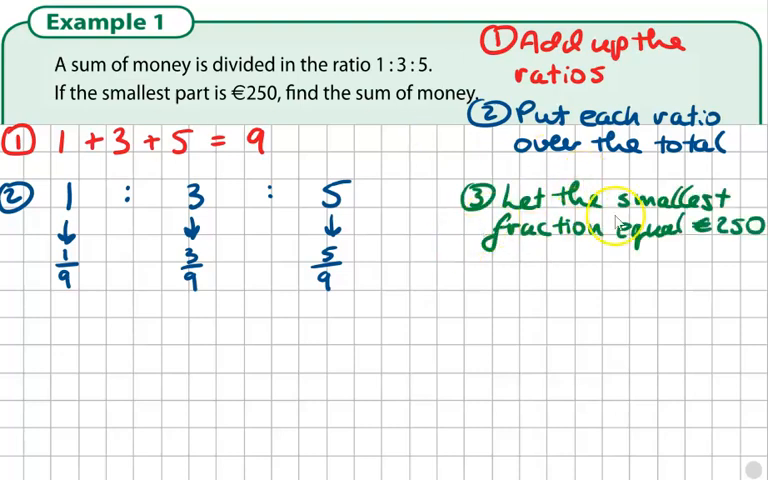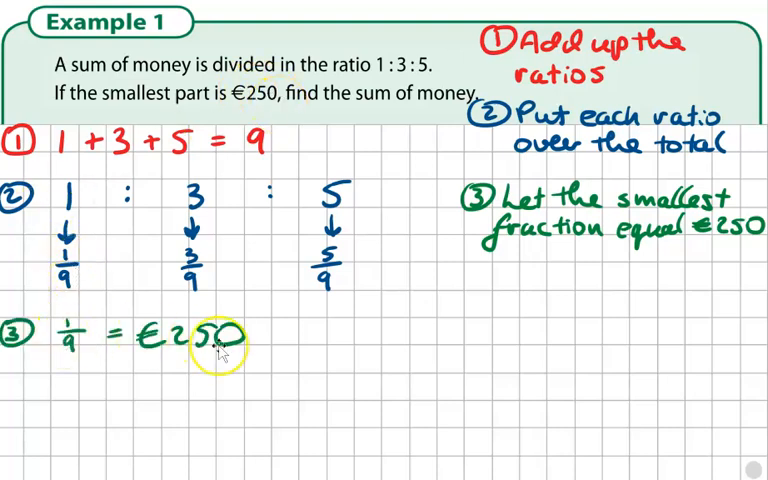Step 3, let the smallest fraction equal €250 because they tell us in the question the smallest part is €250. So the 1 out of the 1, 3, and 5, the 1 is the smallest number, so it represents the smallest part. So 1/9 is going to be equal to €250.